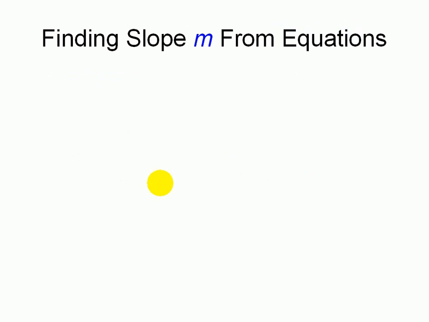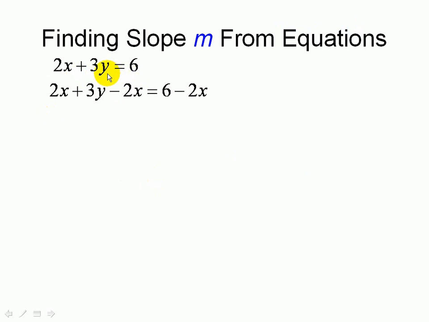So let's look at finding a slope m from the equations. Here we have it in standard form, 2x plus 3y equals 6. But in order to put it in the slope-intercept form, we have to solve for y. So here we subtract 2x from both sides of this equation. So 2x minus 2x cancels each other out on the left side, leaving 3y. And what we have on the right is just 6 minus 2x.